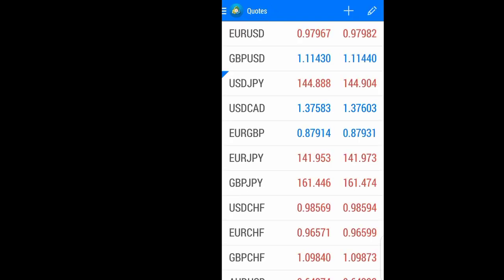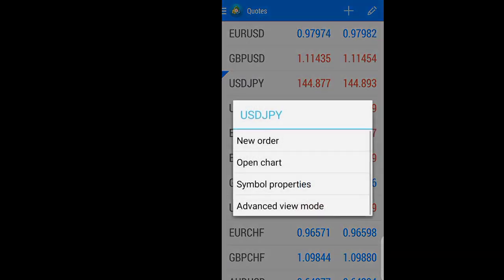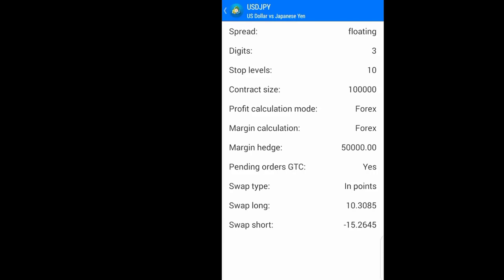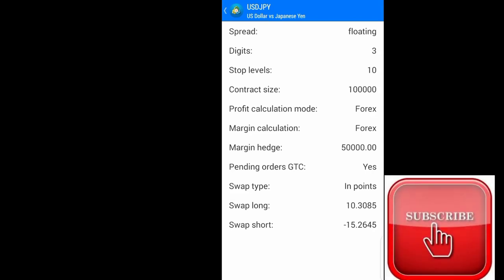So let's look at another example, which is this USD JPY. When you check the properties, you find out that when you are buying USD JPY, you'll be paid an interest of $10 for every night you leave it for a standard lot size, which is $100,000 worth of contract. But if you are shorting it, if you are selling your USD JPY, you will pay an interest of $15 for every night you leave the trade on.